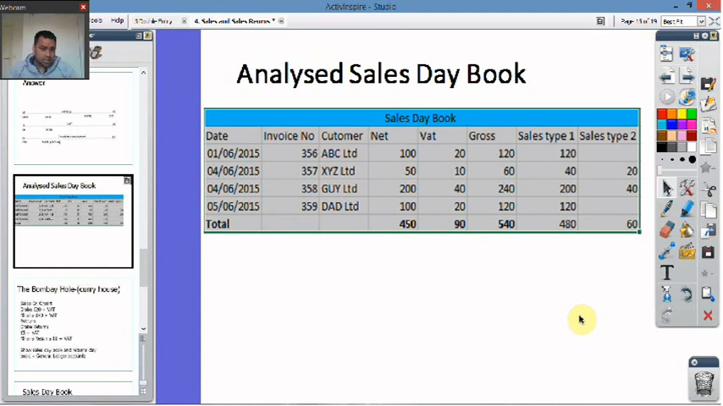So the analysed sales day book just gives extra information. So for example, say that you were a clothing manufacturer and you launched a plus size models range and you wanted to find out how much of the sales was for that. So you could analyse it like this. So £40 of this sale, for example, was a normal sale, and then for the plus size range there was £20. So you can see that in total there was £60 for the plus size range, and then £40 for the normal range.